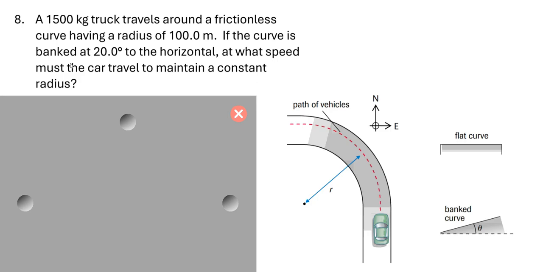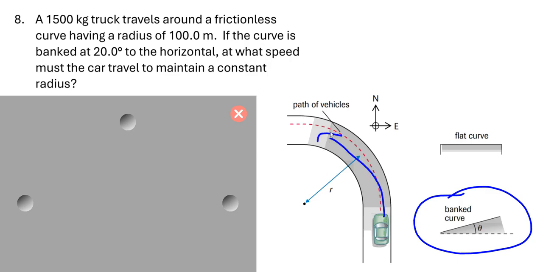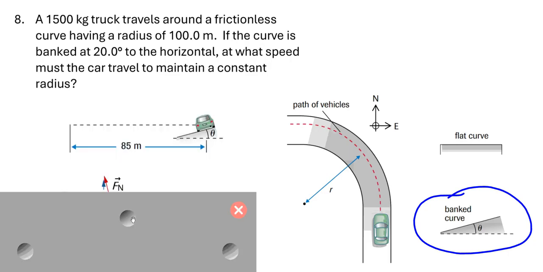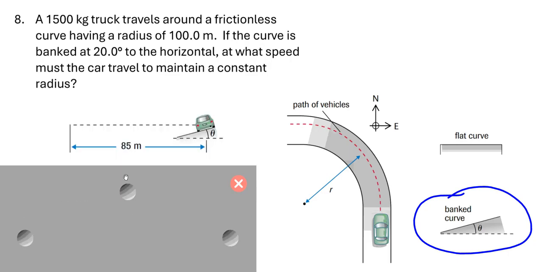Again, now we're talking about our banked curve this time. Same situation, we're going in circular motion around the corner, but we've got a banked curve that's going to help us, and we have no friction between our tires and the road. Let's have a look at what we're talking about here. Now this is 85 meters, that's not correct, but I wanted to show you an example from the book. We've got 100 meters for this particular one.